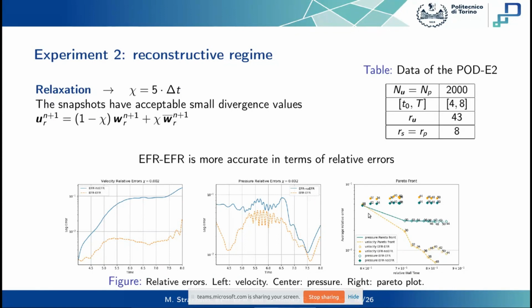So you see that on the Pareto front, the most convenient choice to obtain a good accuracy with respect to the time is basically always EFR and no EFR. And this is both for velocity and for pressure. The green line is the Pareto front for the pressure. Even if I am increasing the wall time, adding basis for the EFR no EFR, I'm not reaching the accuracy of the other algorithm. So in this sense, EFR is also convenient from a computational viewpoint.